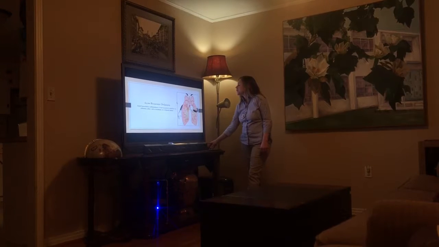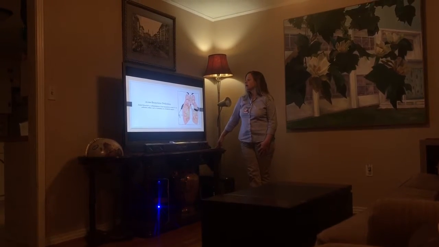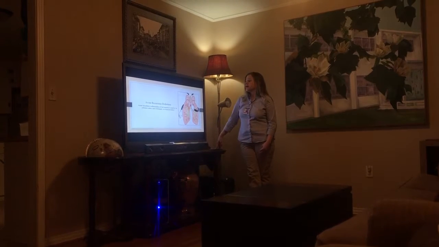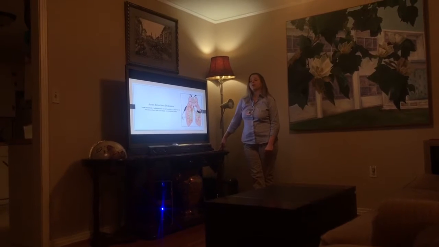The definition for acute bronchitis. Acute bronchitis is the inflammation of the bronchi as a result of an infection, either viral or bacterial, or a chemical irritant.